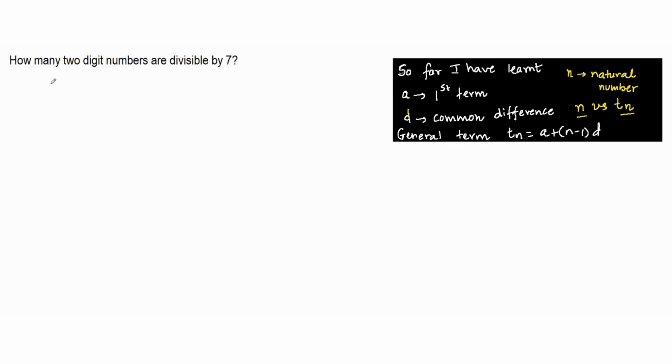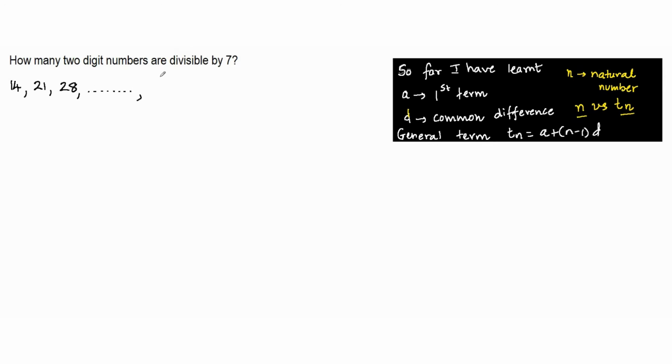In this question, we have to find how many two-digit numbers are divisible by 7. How many two-digit numbers are divisible by 7? So let us now first find those two-digit numbers which are divisible by 7. So which is the smallest two-digit number divisible by 7? The smallest two-digit number divisible by 7 is 14. So this is the first number divisible by 7. Then 21 is also divisible by 7. Then 28 is also divisible by 7.